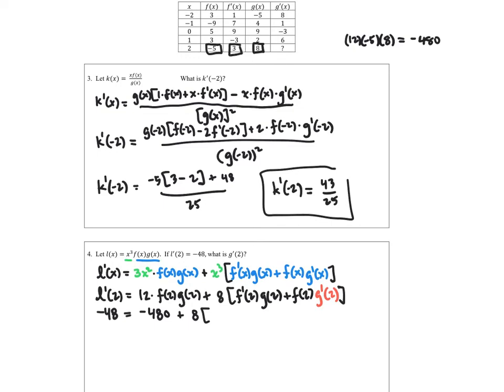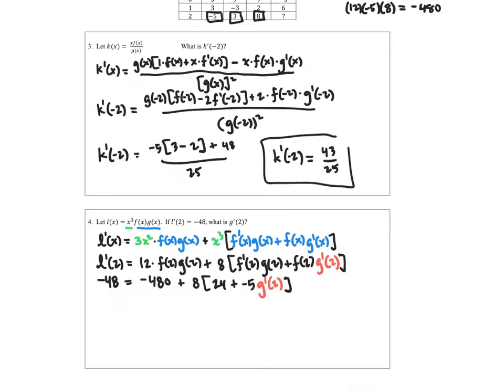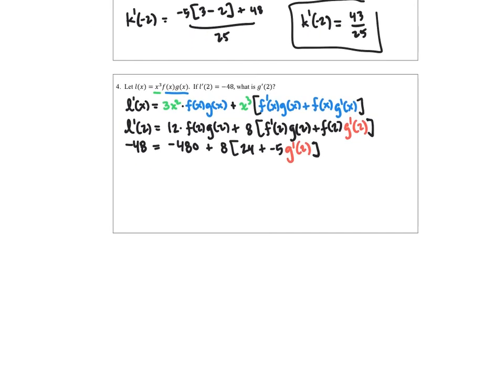Okay, plus 8 times the quantity. F prime at 2 is 3. And g at 2 we already knew is 8. So 3 times 8 is 24, plus f at 2, which we know is negative 5, times g prime at 2, which is what we are seeking. Okay, I can rid myself of that table. I don't need it anymore. Now I just have some algebra to do.